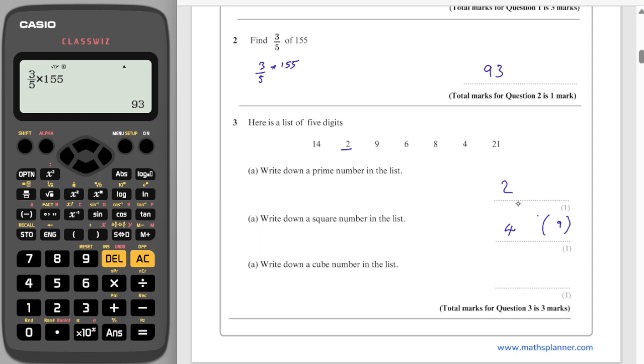And then write down a cubed number. A cube is any number times by itself 3 times to give one of these values. We can start low: 2 cubed is going to be 8. So 8 is going to be my cubed number. I think that's the only one, because 3 cubed would be 27, which is bigger than any of the numbers.